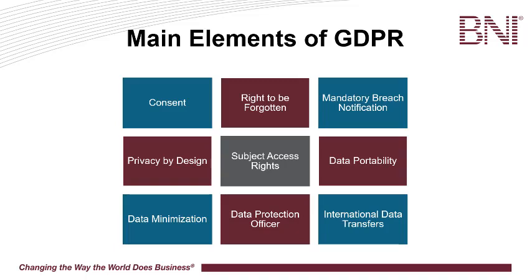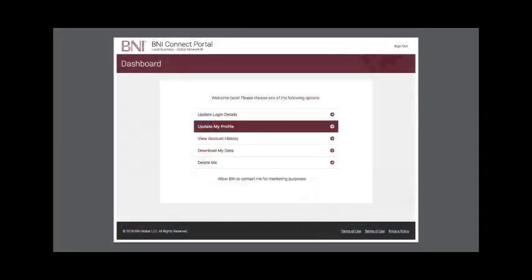So let me give you an example of how BNI Connect will work for visitors and guests and fully comply with GDPR. When a person visits a chapter or an event happening in your region, they will now have the ability to create a login into BNI Connect. Once logged in, they can update their information. They can consent to receiving marketing materials. They can get access to all the data that we have related to them. They can download their data and take it with them, or they can ask to be forgotten or deleted from the system. Given this example, BNI Connect will be 100% compliant with GDPR.